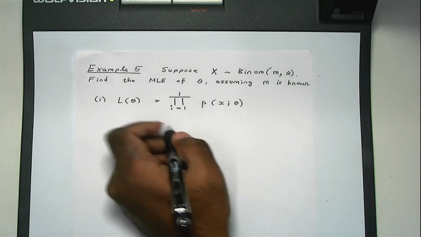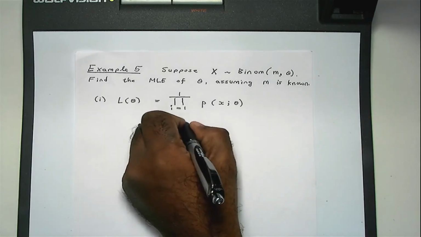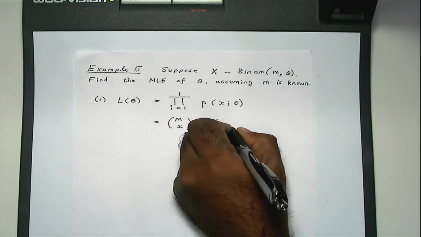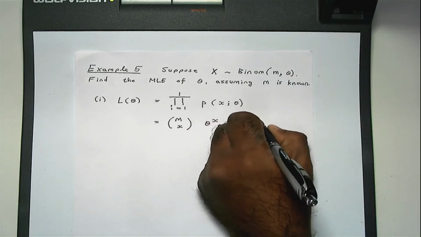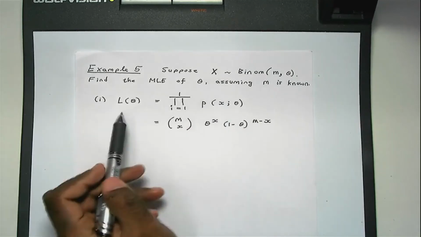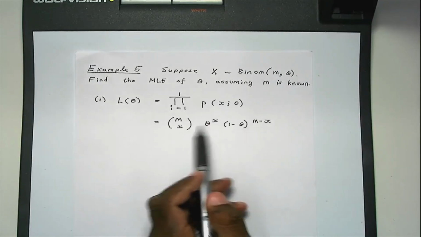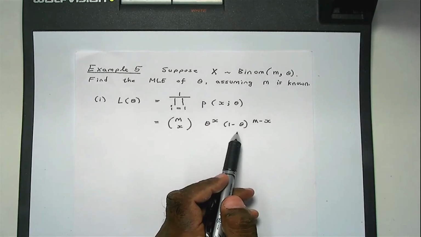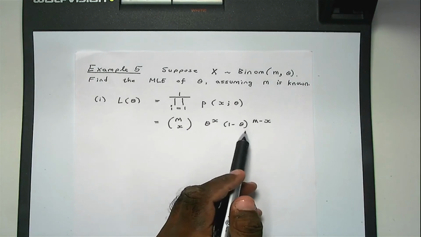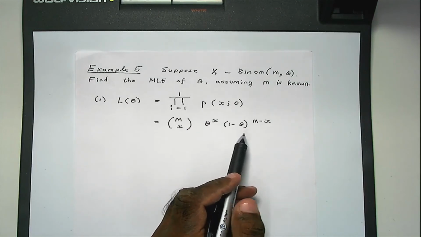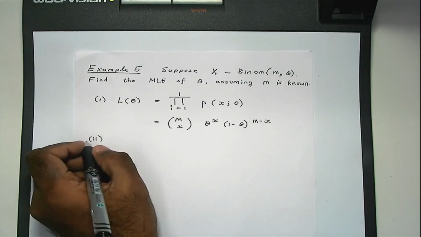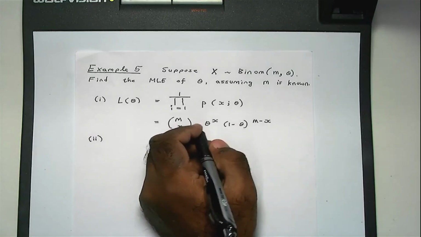So this is simply the PMF of the binomial distribution, which is equal to m choose x theta to the x times 1 minus theta to the m minus x. So whenever you have only one data point, the likelihood is the same as the PMF in this case, because it's discrete data. But if it were continuous data, the likelihood would be the same as the density function whenever you have just a single data point. So that's the part you have to be careful about.